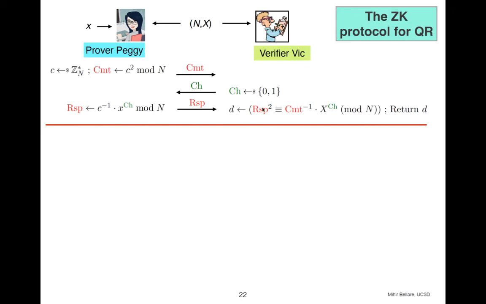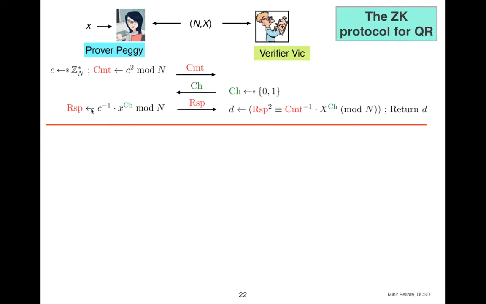So look at the quantity commit inverse times x to the power the challenge. If the challenge is 0, that's just commit inverse. If the challenge is 1, it's commit inverse times x. So those are the two quantities in the claim, the two that we want to check are squares. Vic is picking one of them at random by sending this.